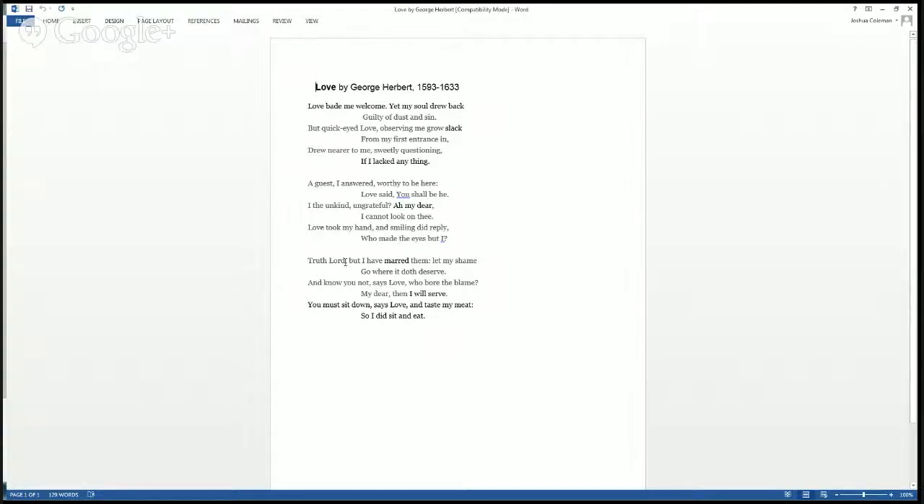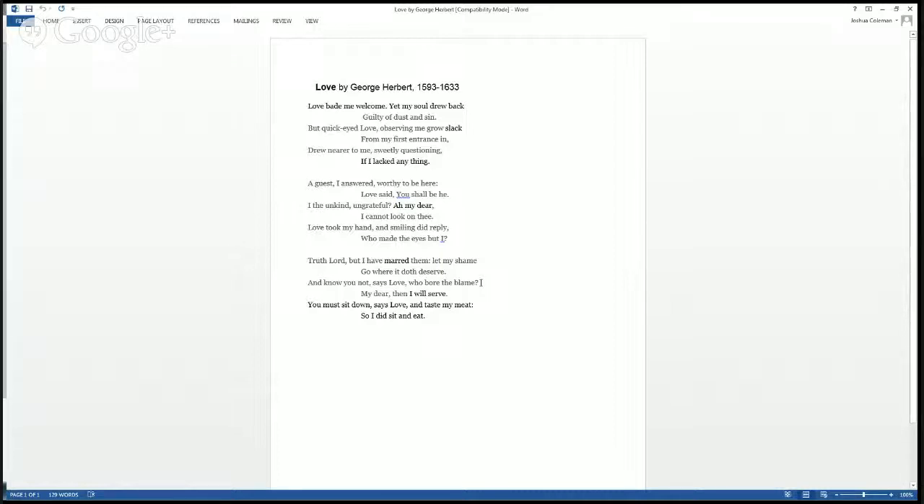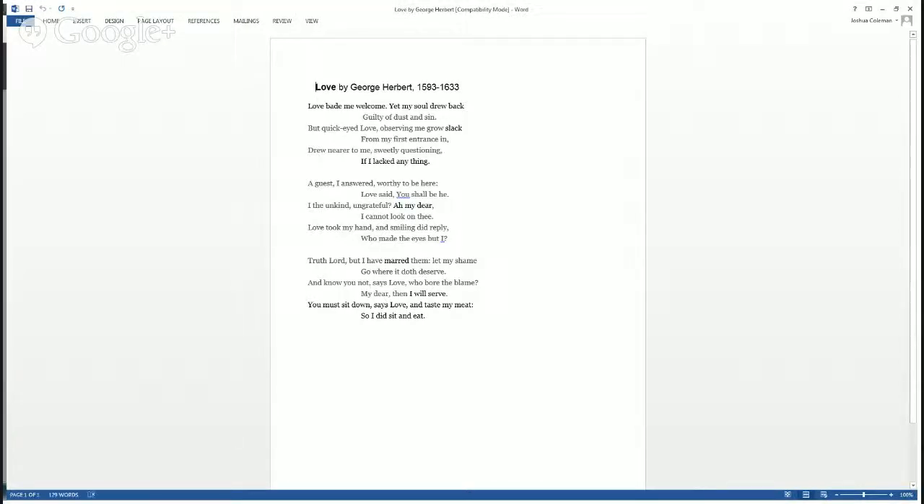And this word "Lord" is important because it's the first time that he does firmly tell us what we have suspected, and that is that Lord and love are the same person. And the persona says, leave me to go where my sin and my shame deserve to be, which is not in your presence. But God has another answer, and he says, but don't you know who has already borne the blame for your sinfulness? And of course the answer to that is Christ, and the persona realizes this. And then what he says is, in that case, I will serve. I will sit at this table as a servant.